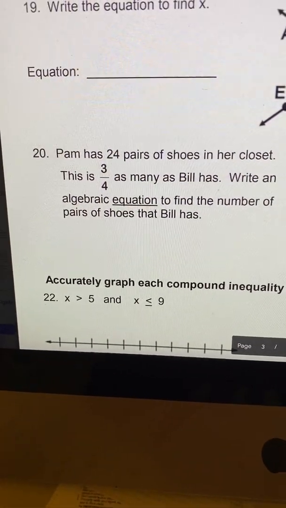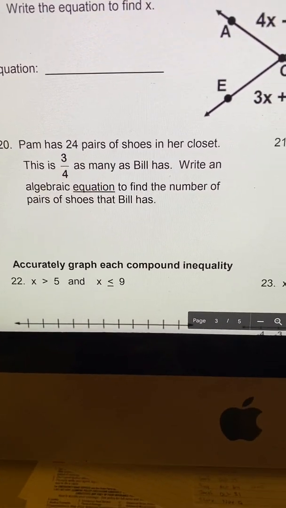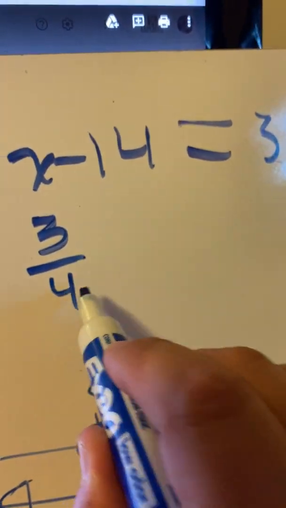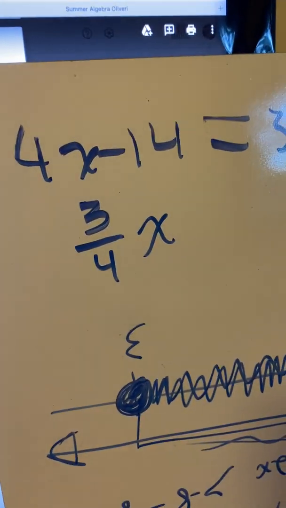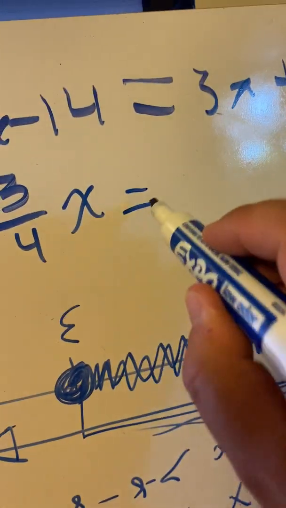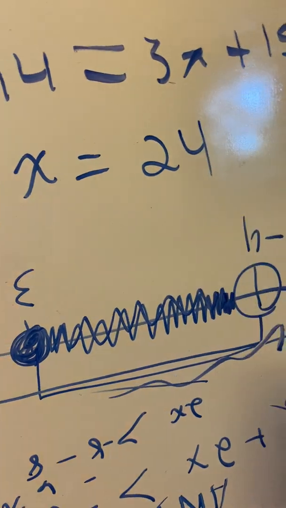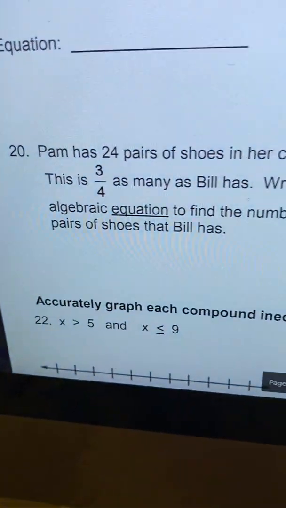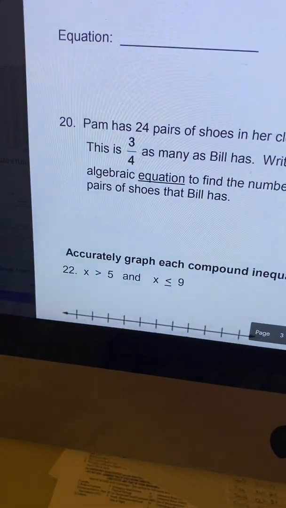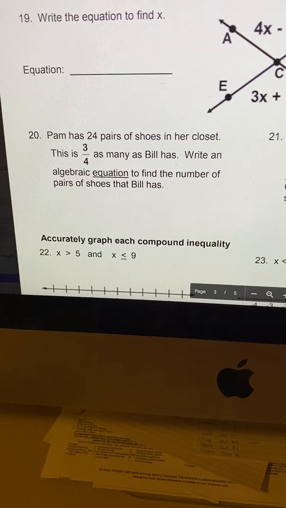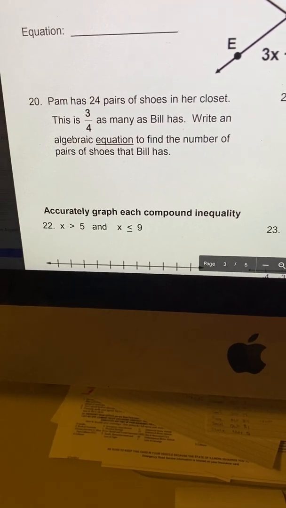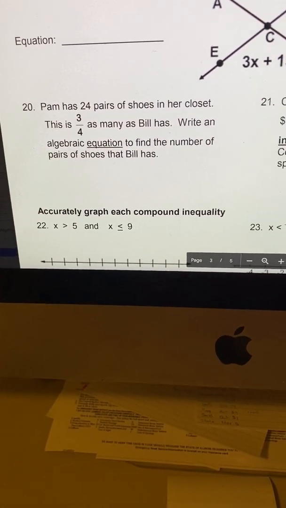Number 20. Pam has 24 pairs of shoes in her closet. This is 3/4 as many as Bill. Okay? 3/4 as many as Bill. We'll say Bill is x because we don't know what Bill is. And it's equal to Pam's amount of shoes. Pam has 24 pairs of shoes. We know that Pam has 24. We know that Bill's amount of shoes is 3/4 that. Okay? This is 3/4 as many as Bill.